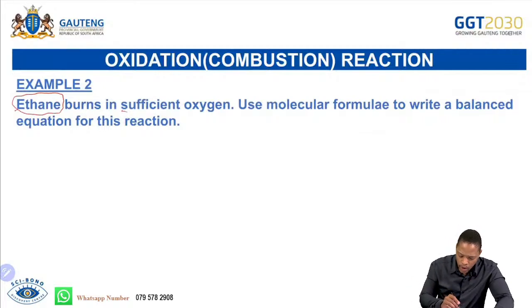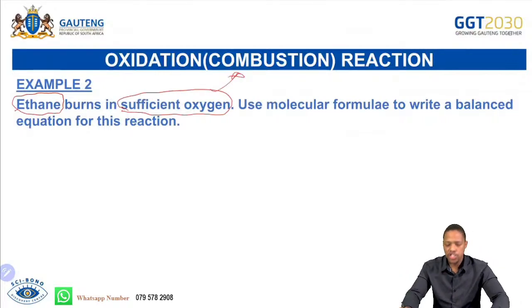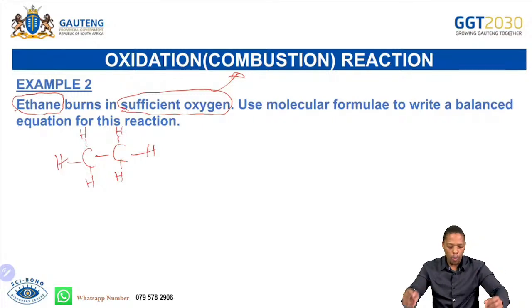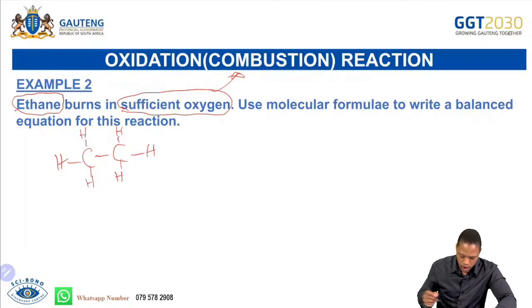Okay, and the words sufficient oxygen are there. The key words that I need for me to understand I'm dealing with a what? A combustion reaction here. So if these two carbons, I draw the structure, right? Since it's ethane, there must be a single bond. Then I make every carbon happy, and you make carbon happy by giving carbon 4 bonds every time. So now I have a structure that looks like this.